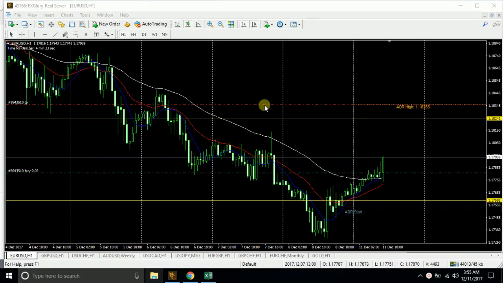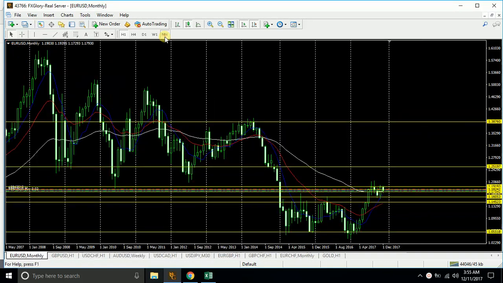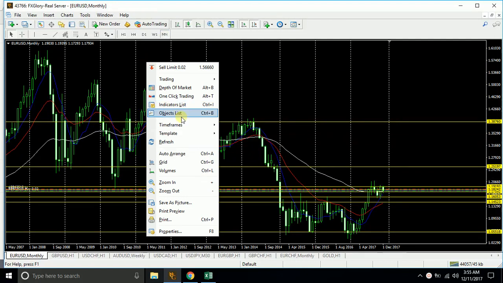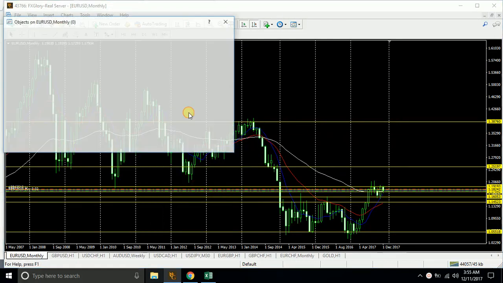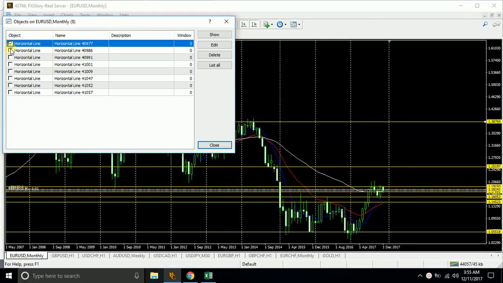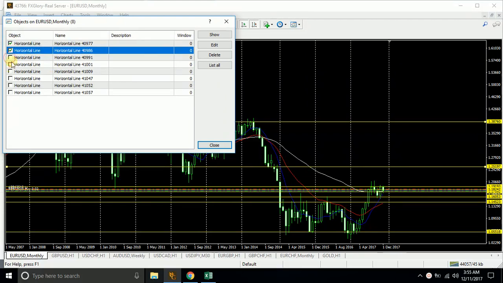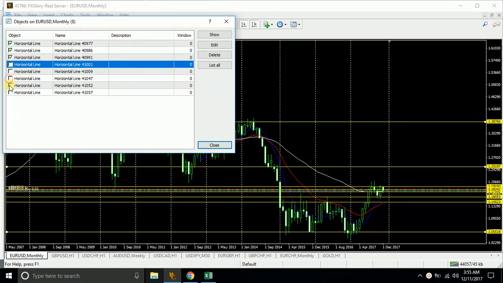Today is Monday, December 11th, and we're looking at the Euro USD. For starters, first things first, we would start on the monthly chart. Now what I'm going to do is remove all the points I've already put in place.